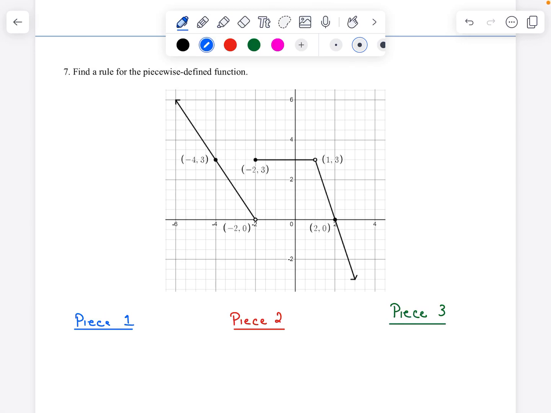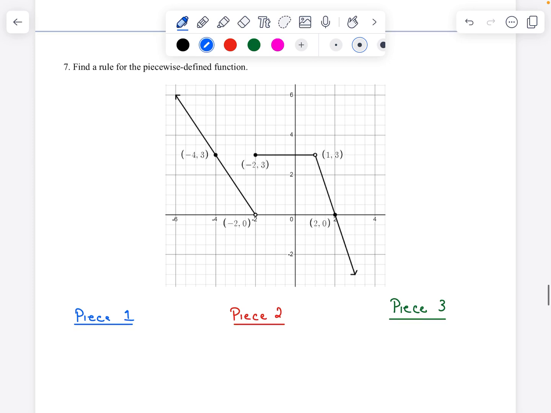Hello class, in this video I'll be showing you how to find a rule for a piecewise defined function. Let's begin. In this example, this piecewise defined function has three pieces: piece 1, piece 2, and piece 3. I'm going to be finding a rule and the domain for each piece separately, starting with piece 1.